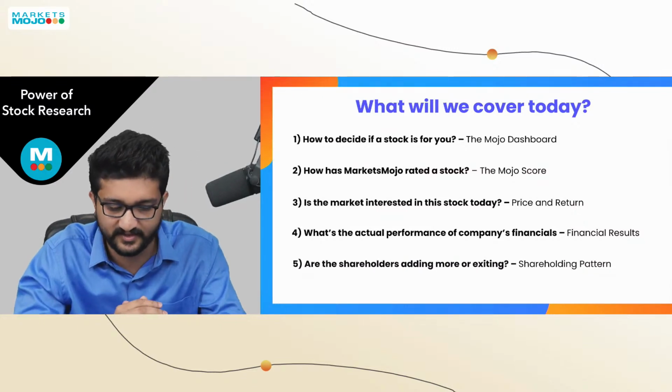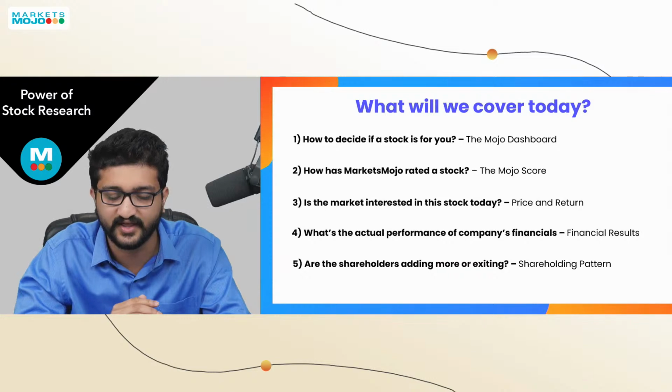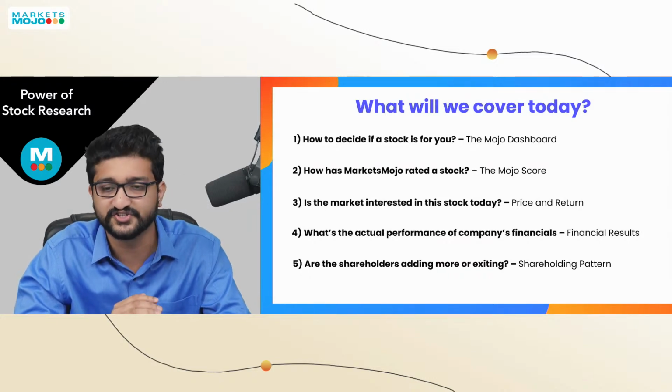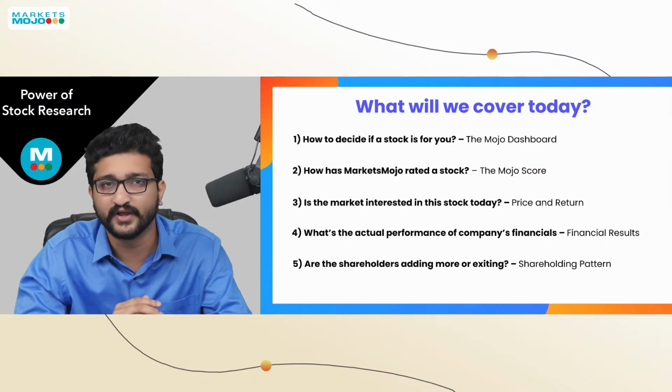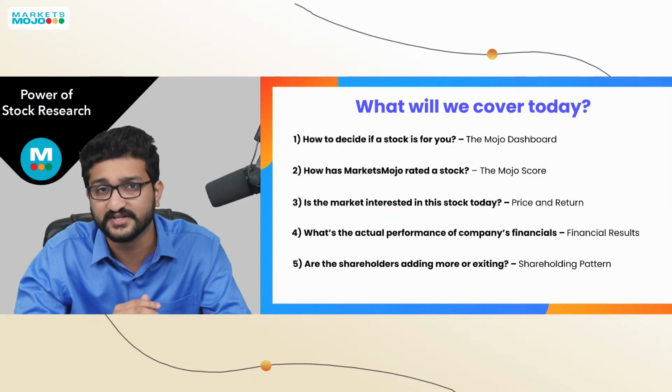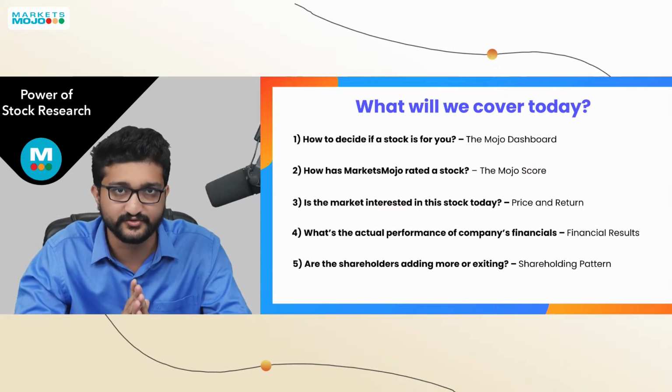The fifth and the last thing we'll be looking at is, are shareholders adding more or exiting? There's a shareholding pattern card in our Markets Mojo stock research page. We'd be looking at how different types of shareholders are either adding more or actually exiting from that particular company. So broadly, we'll be talking about these 5 questions today.